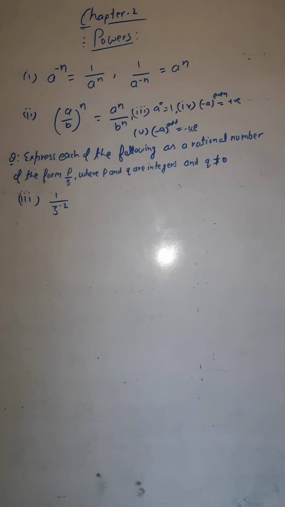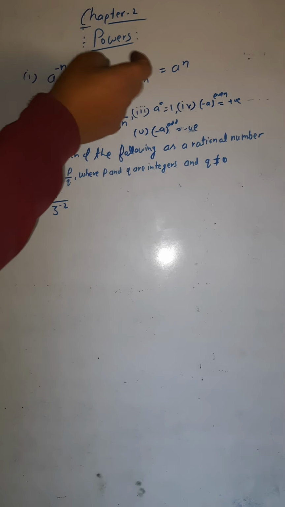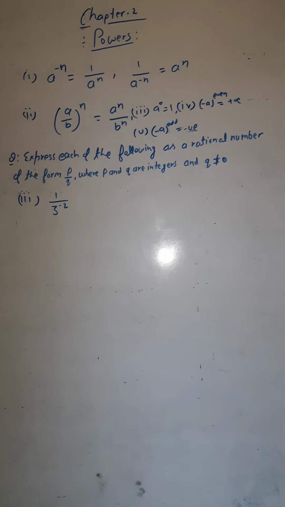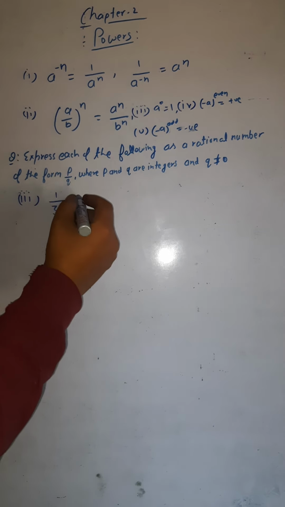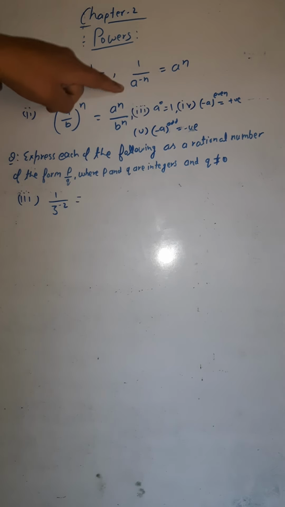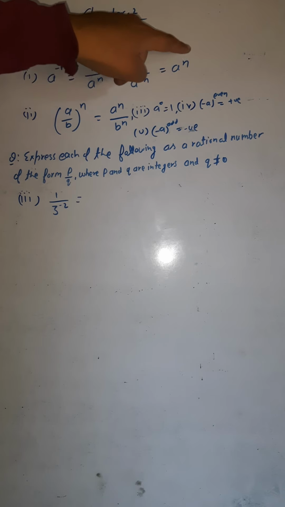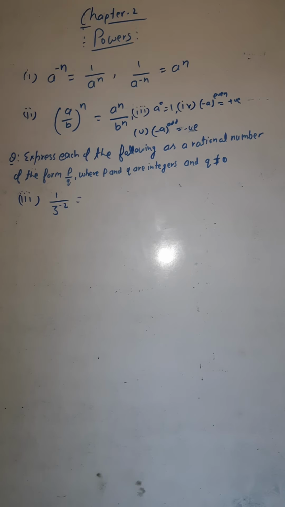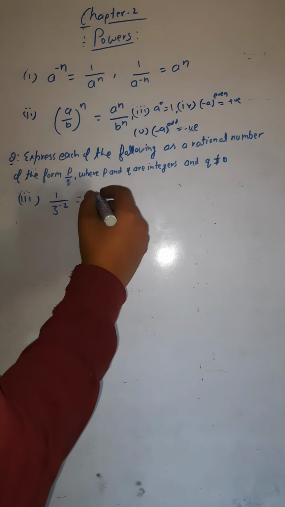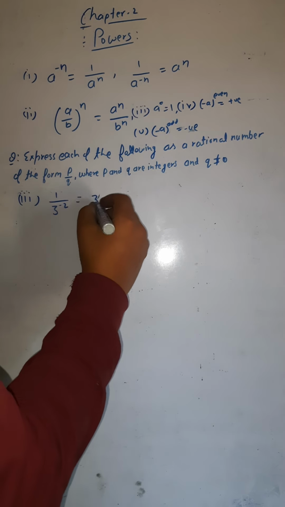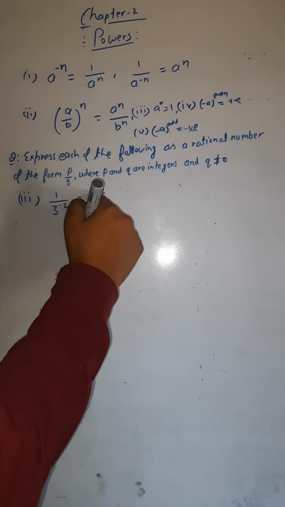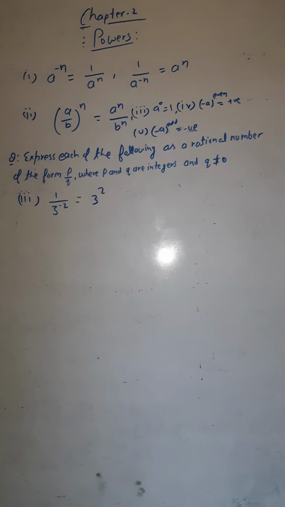Now the next question is 1 by 3 raised to the power minus 2. So we would be using this one formula, that will be the second one. I can write it as 3 raised to the power 2, because we are using this formula. The power would become positive here.